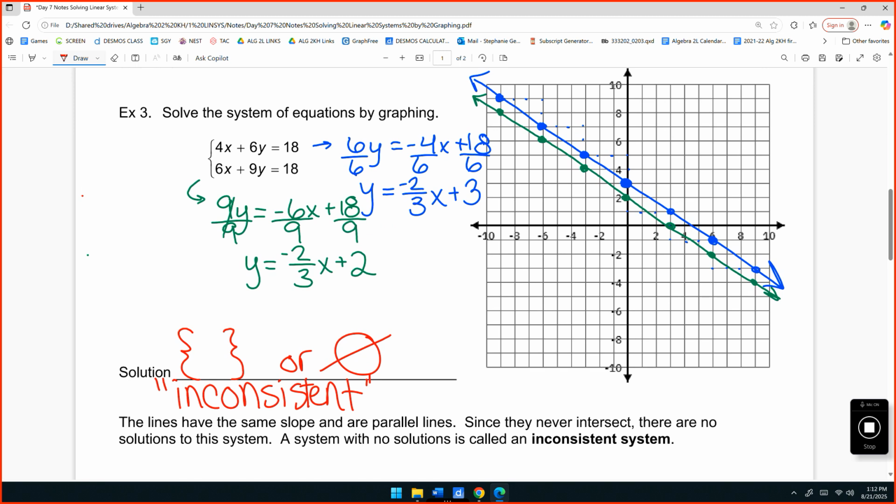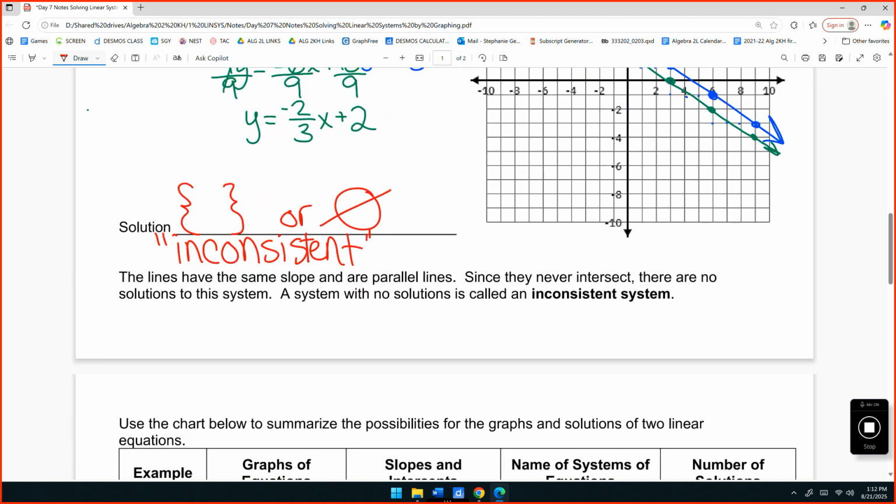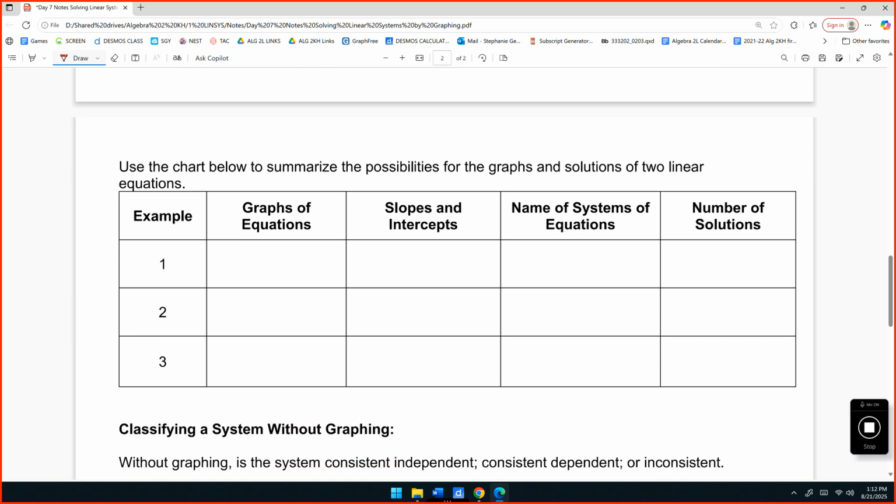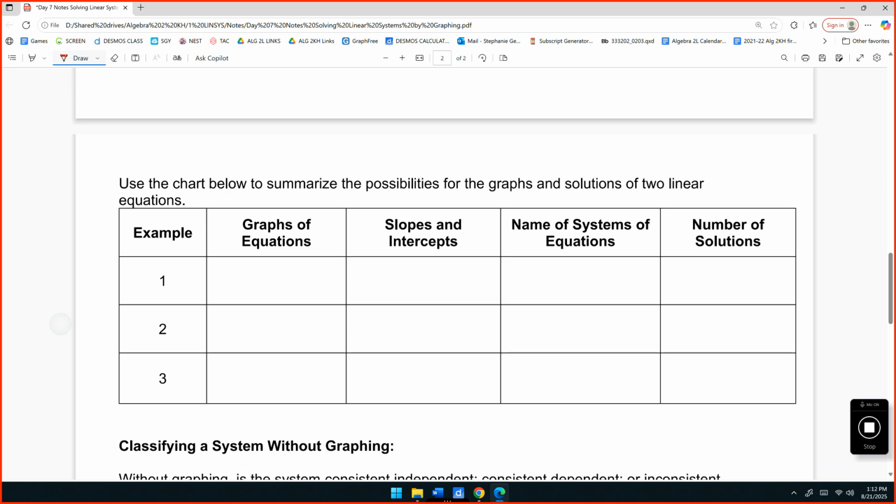Okay? So, sometimes we care about the actual solution. And sometimes we just care about, theoretically, how many solutions there are. We might not need to know what they are, okay? So, I think it's on the back for you. We're gonna come down here in this table and we're gonna summarize our 3 different scenarios, okay? Because sometimes I don't care about you actually solving it, okay?